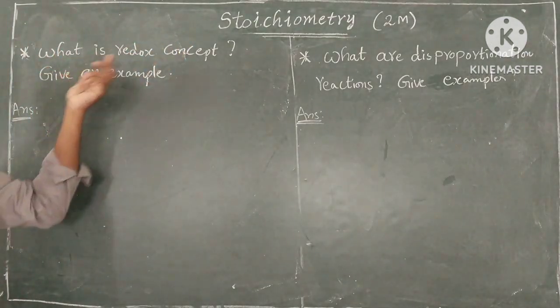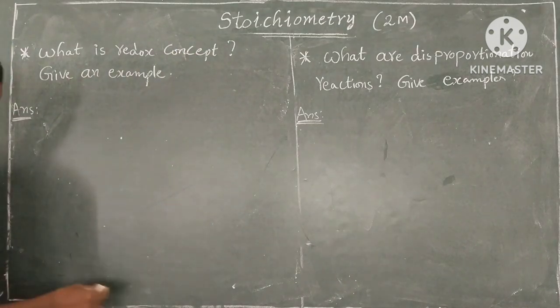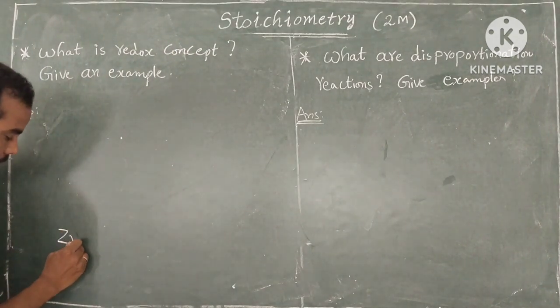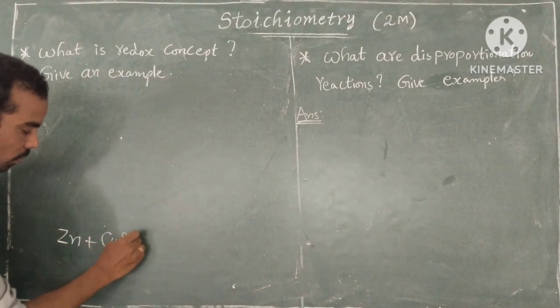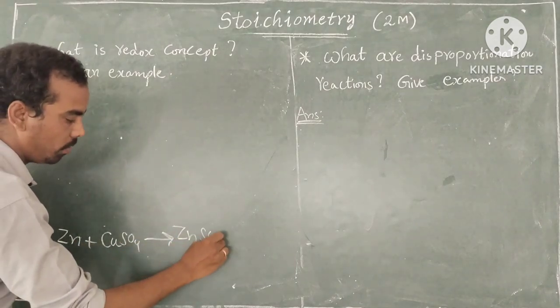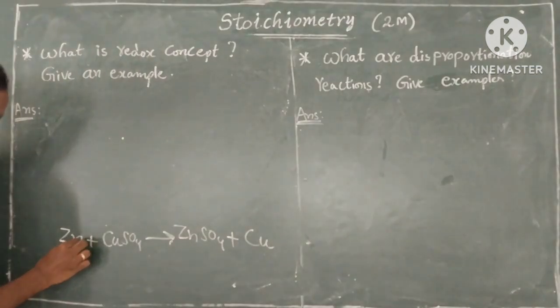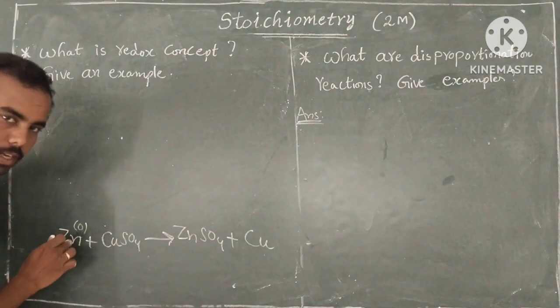What is the redox concept? Give an example. So what are redox reactions? For example, Zn plus CuSO4 gives ZnSO4 plus Cu. Here the zinc oxidation state is 0 because it is in elementary form.